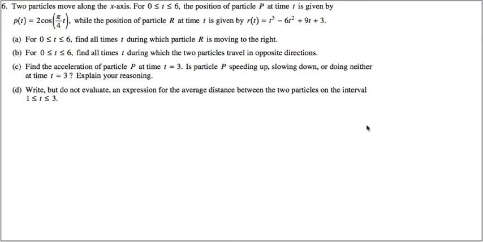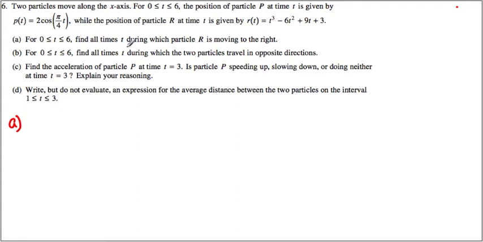Hello class, so let's look at number 6 from year 2010 form B. Alright, so first I want you to look at the question a little bit and then see what happens here. We have two particles, one particle P, whose position was given in this way, and then particle R, whose position was given in this way. Alright, so first, part A.